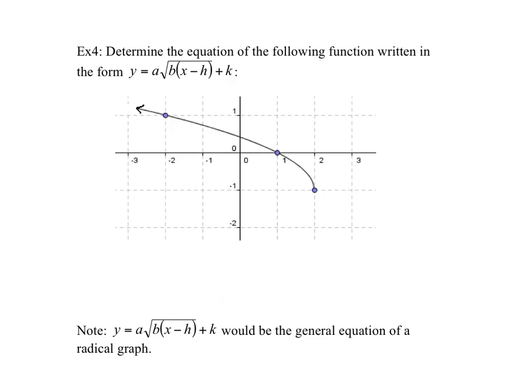So last example, the fourth example here, we're given a function. You can see the radical here. Okay? And I want to actually know what the equation is of this function. Okay, a couple things you need to recognize. Notice that normally we go this way, right? The radical function goes to the right. Now this one's going to the left.